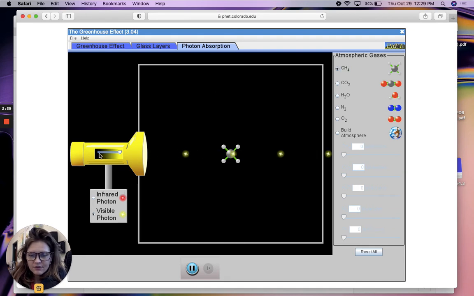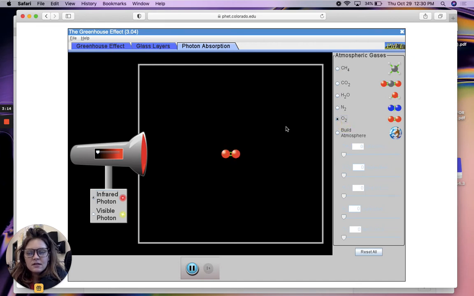But something different happens with heat, infrared light. Now this little shooter is Earth, and we're going to see what happens when heat leaves Earth and interacts with the greenhouse gases in the atmosphere. Heat does not have a problem getting through oxygen, it goes right through. And with nitrogen, again, the heat goes right through the nitrogen molecules.